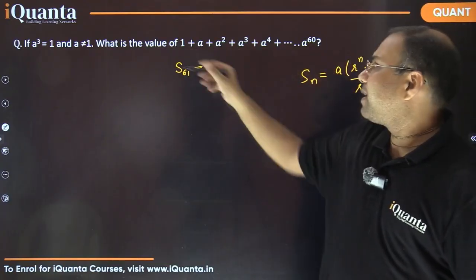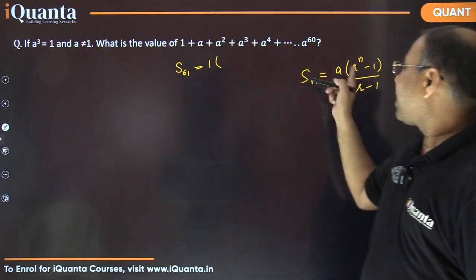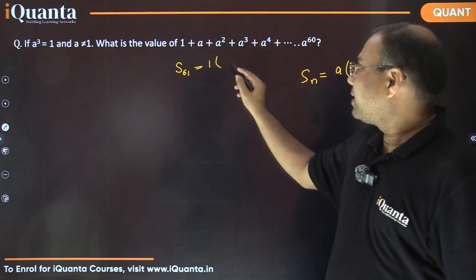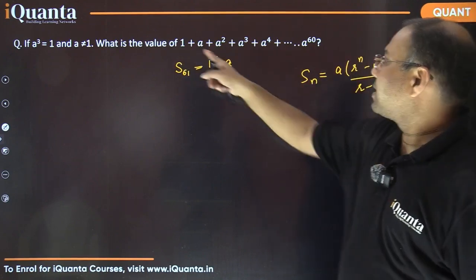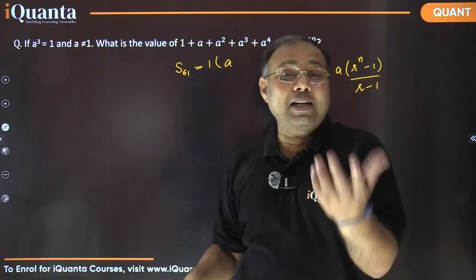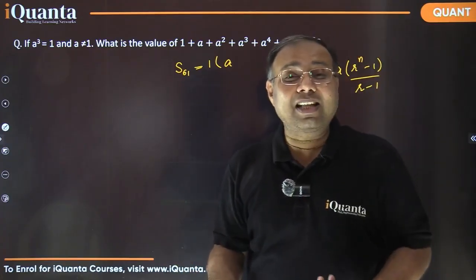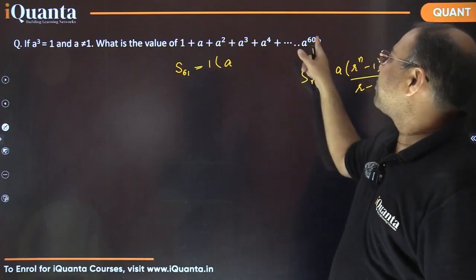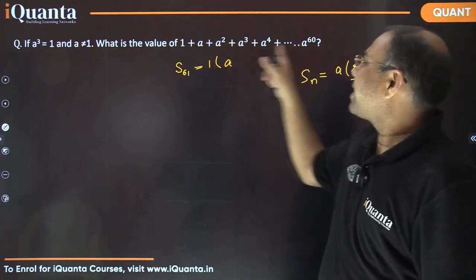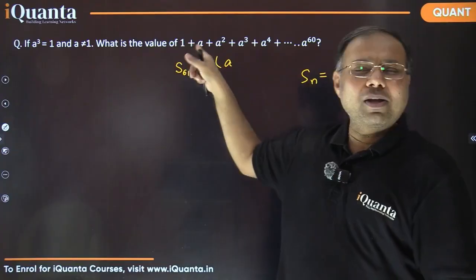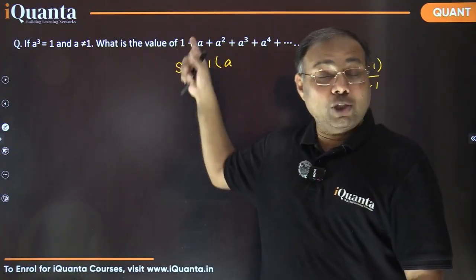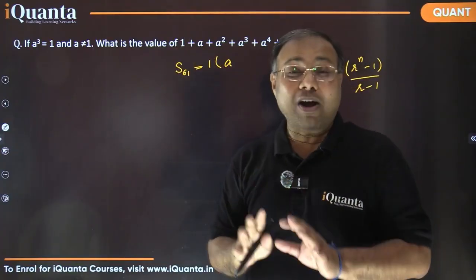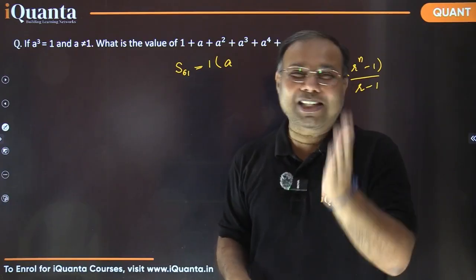The first term here is 1, the common ratio r in this case is a only, right? And the number of terms we have already seen, it is 61 terms. Some of you might wonder, sir, how did 61 come? Arre baba, a power 1, a power 2, a power 3, up to a power 60. So these are the 60 terms, right? And we have this first term also, 1, which is a power 0 in a way. So they are total 61 terms. Don't make small counting errors, yaar, be careful.